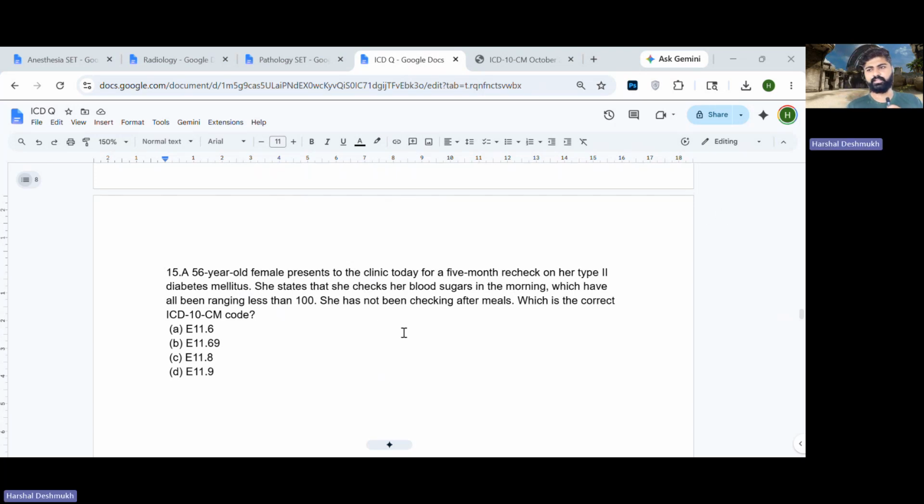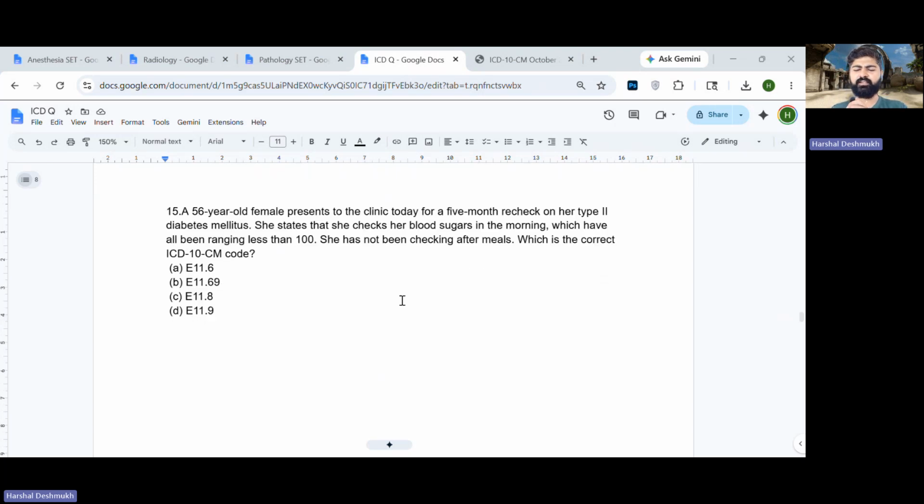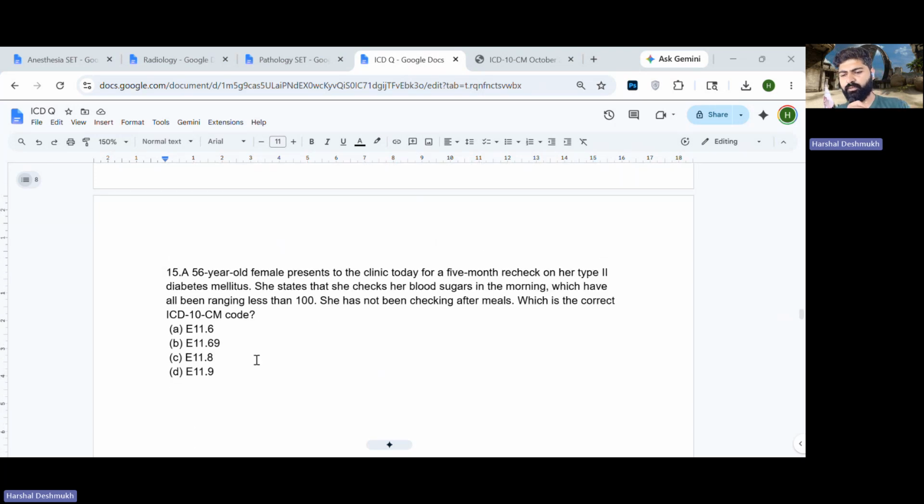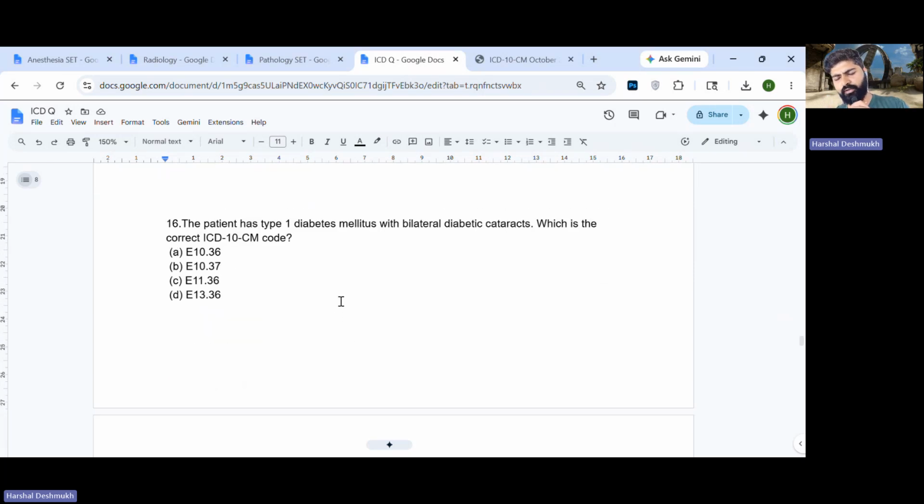The correct answer to this question, since she doesn't have any complication mentioned here, not even unspecified or other specified, just no complication at all, is option D, E11.9. Moving on to question 6.